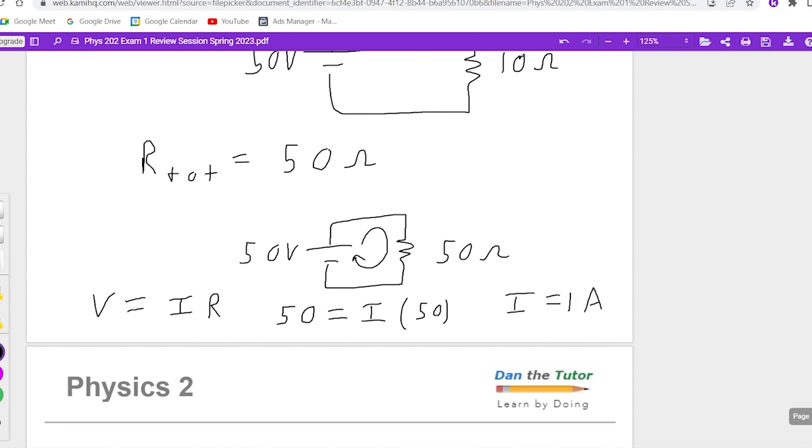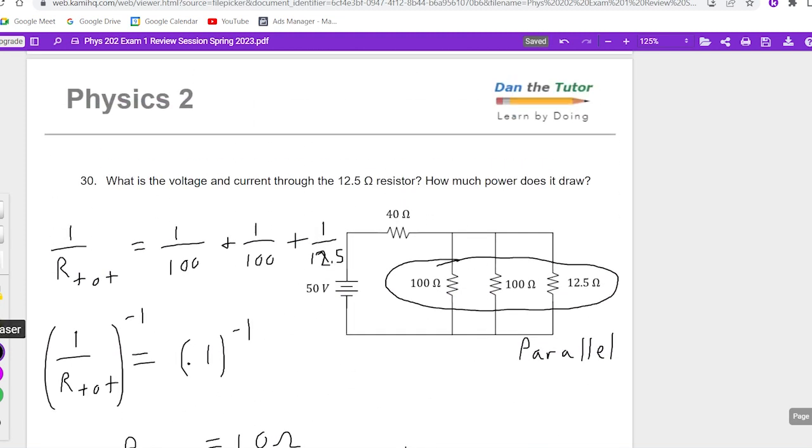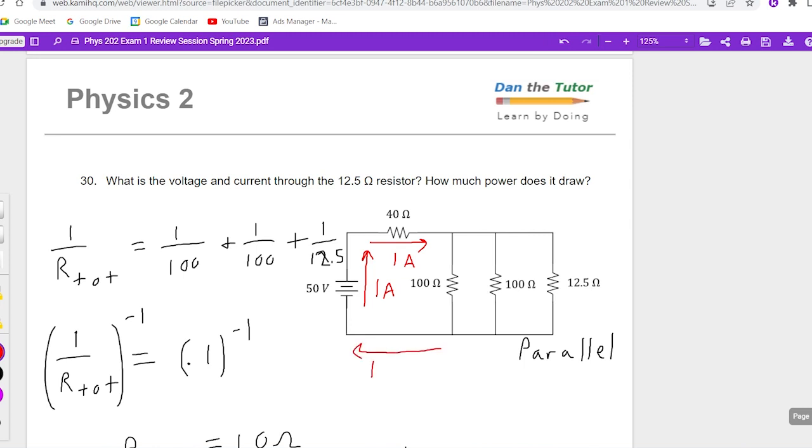Okay, now that's not the answer to my question, but I do want to address something. Here's what we just found. The current right here through the battery is 1 amp. Since the 40 ohm is in series, that is also a current of 1 amp. These three branches are in parallel, they will not have 1 amp. Remember what we said before, the currents will sum. So these three currents will add to 1 amp. But then after they meet back up, they'll add back up to 1 amp down at the bottom.